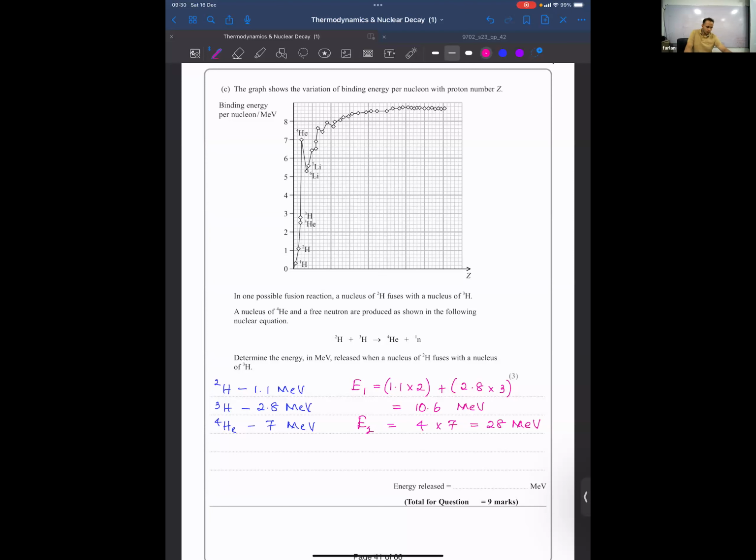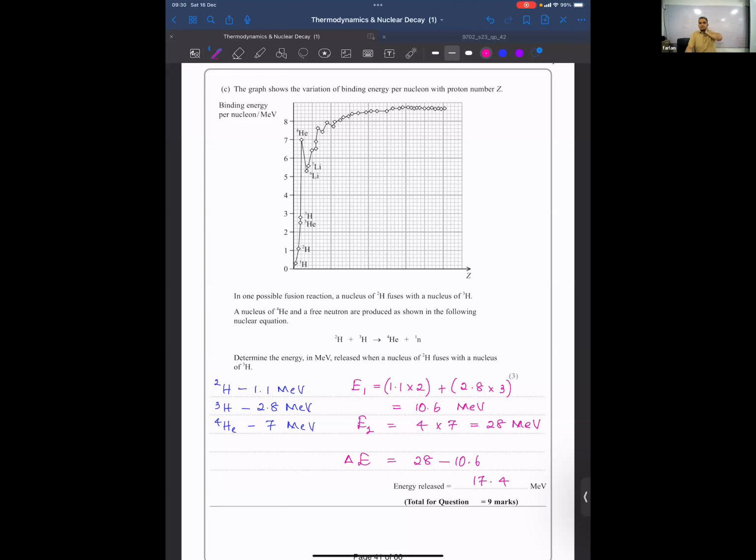Because the helium has 4 nucleons and its binding energy per nucleon is 7, the energy released is 4 into 7, 28 mega electron volts. So what is the energy released in this reaction? It's going to be 28 minus 10.6, 17.4 mega electron volts.